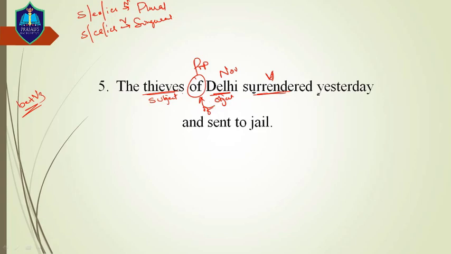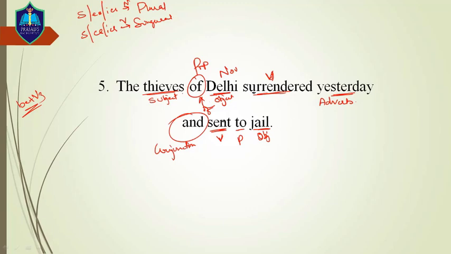So we are done till here. What is yesterday? Yesterday is the adverb. Surrendered when? Surrendered yesterday. Yesterday is qualifying the verb surrendered, so it becomes an adverb. And is there. What is and? And is the conjunction. Sent is a verb. To is a preposition. Jail. So a preposition followed by a noun is an object. So we have just plotted the subject, preposition, verb, object, conjunction, everything.